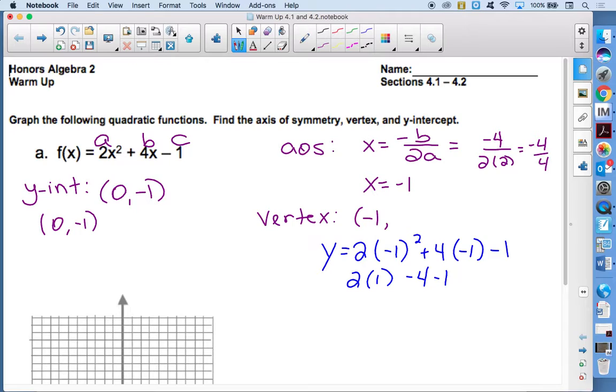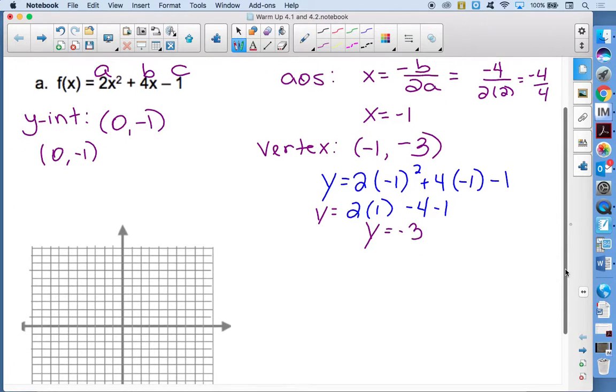Sarah, do you know what the y value of the vertex is? Yeah. So the vertex happens at -1, -3. So we found the axis of symmetry, we found the vertex, we did calculate those two. The y-intercept is just given in the problem and it's in standard form.